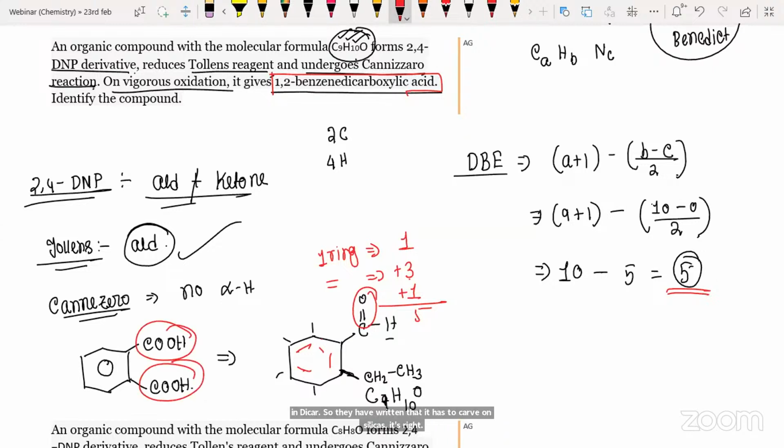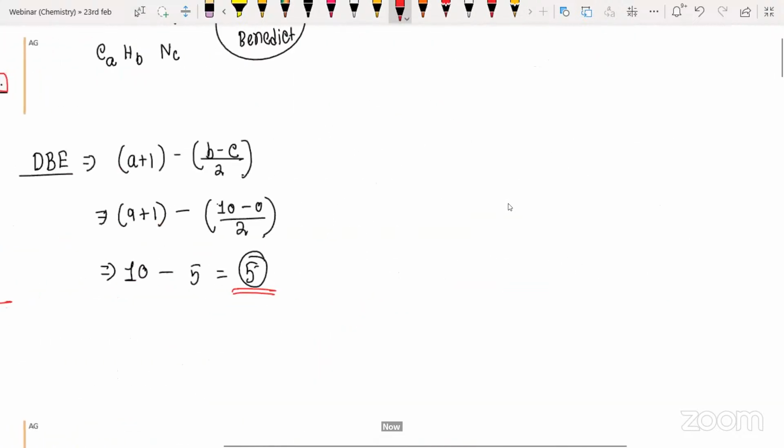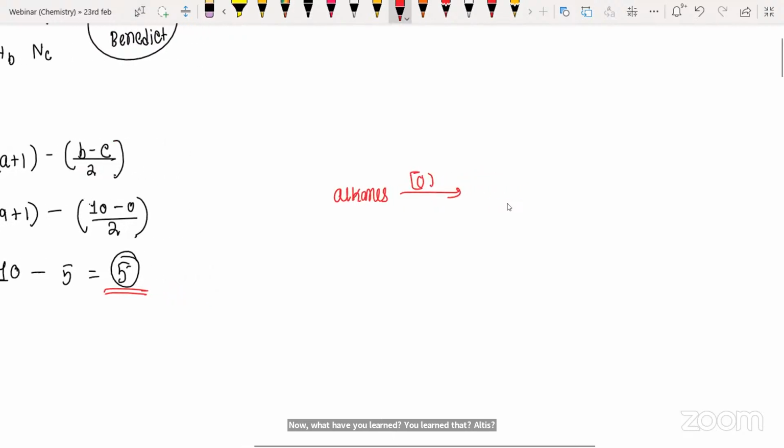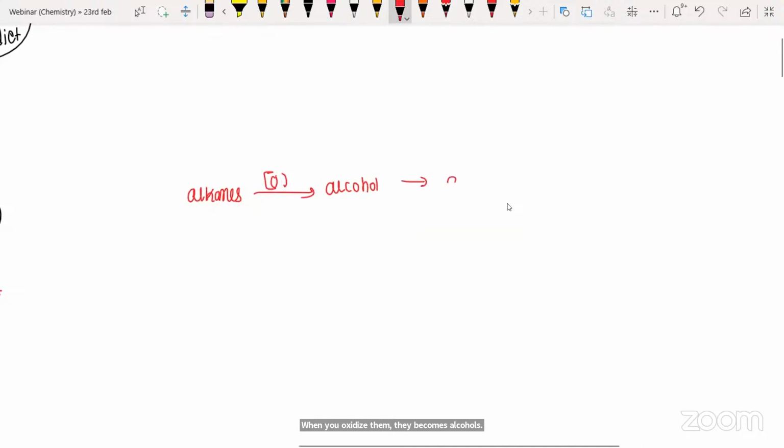Now, what have you learned? You learned that alkanes, when you oxidize them, they become alcohols. When you oxidize them, they become aldehydes or ketones. When you oxidize them further, they become carboxylic acid, right?